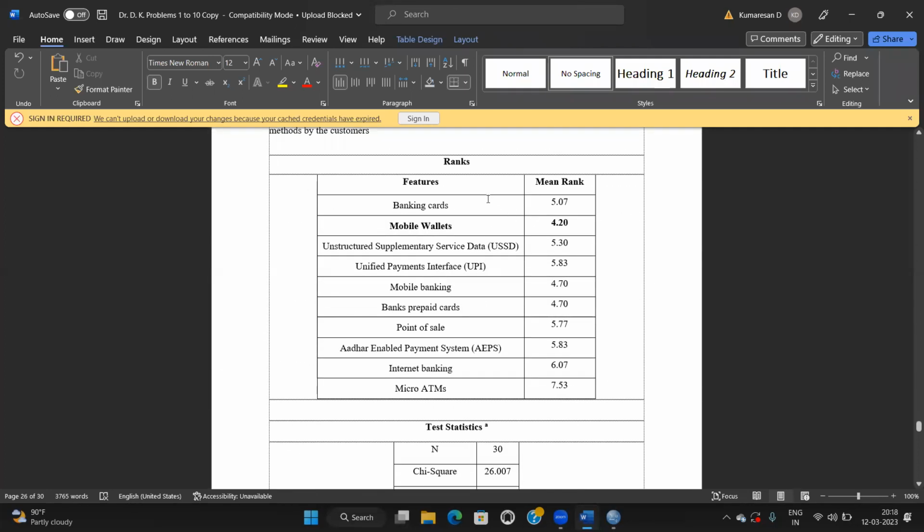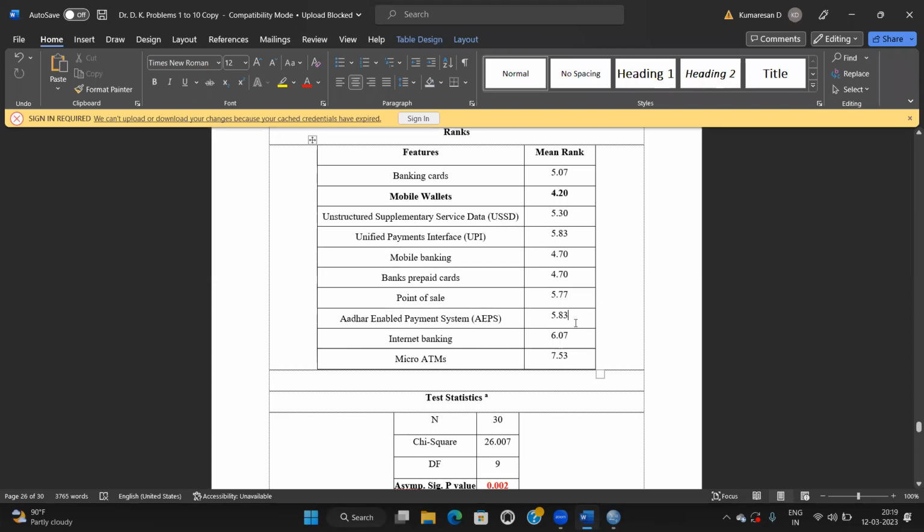Now you come to the first table. You check the mean ranks. Mean rank of banking cards 5.07, mobile wallets 4.20, then USSD 5.30, UPI 5.83, mobile banking 4.70, bank prepaid cards 4.70, point of sale 5.77, Aadhaar enabled payment system 5.83, internet banking 6.07, and micro ATMs 7.53.